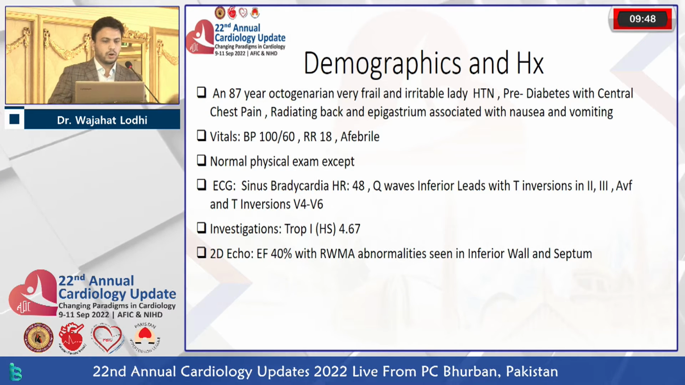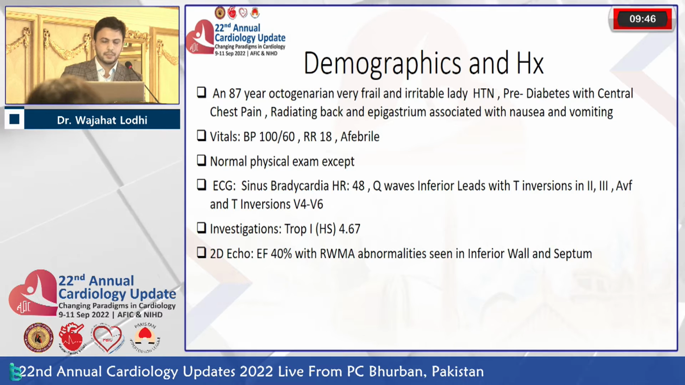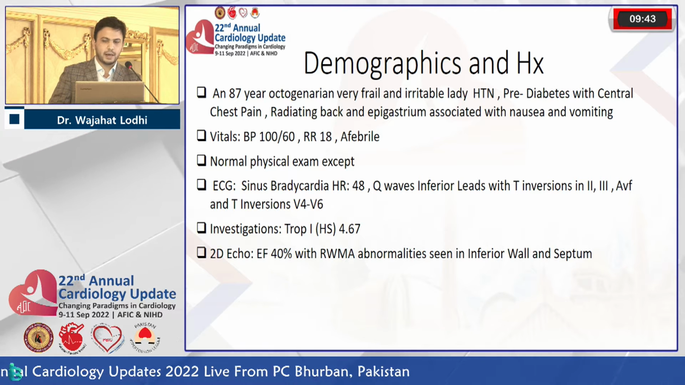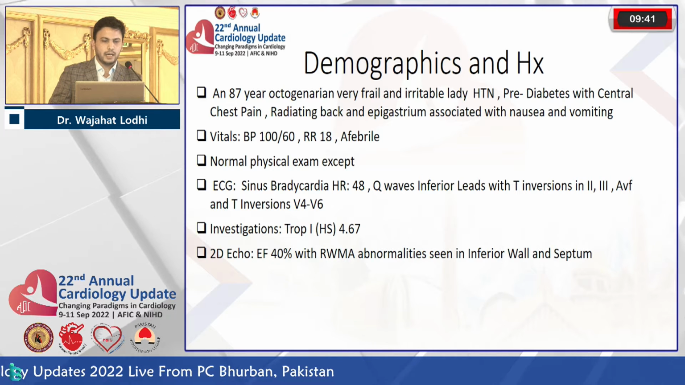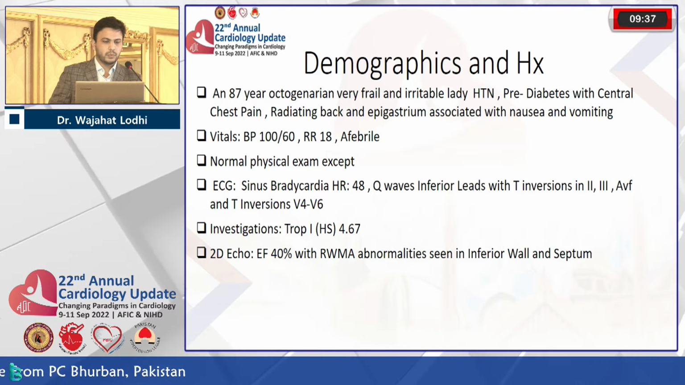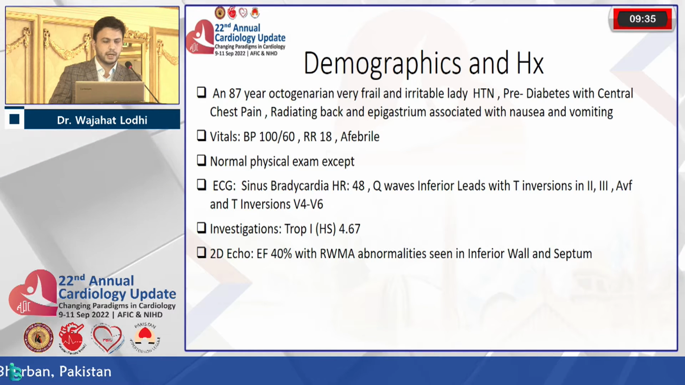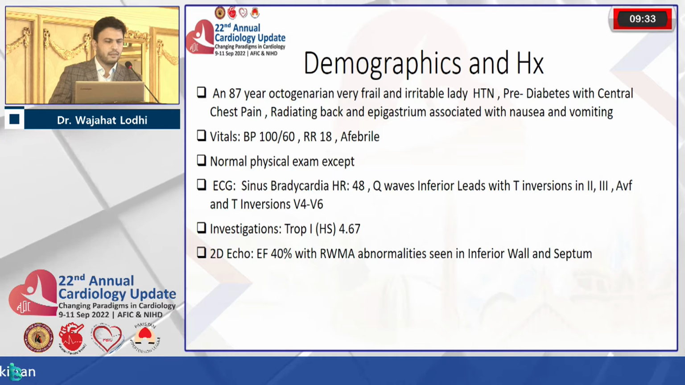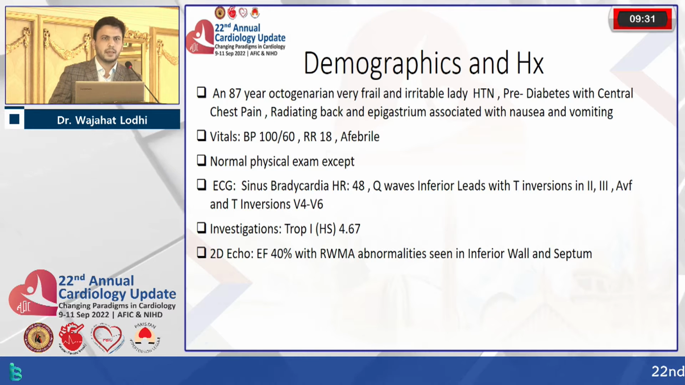So we have an 87-year-old octogenarian, very frail and irritable lady who's hypertensive, pre-diabetic with central chest pain, radiating back and epigastrium associated with nausea and vomiting. She presented with vitals of 100 by 60 blood pressure, respiratory rate 18, afebrile, a normal physical exam except that she was frail and very elderly.